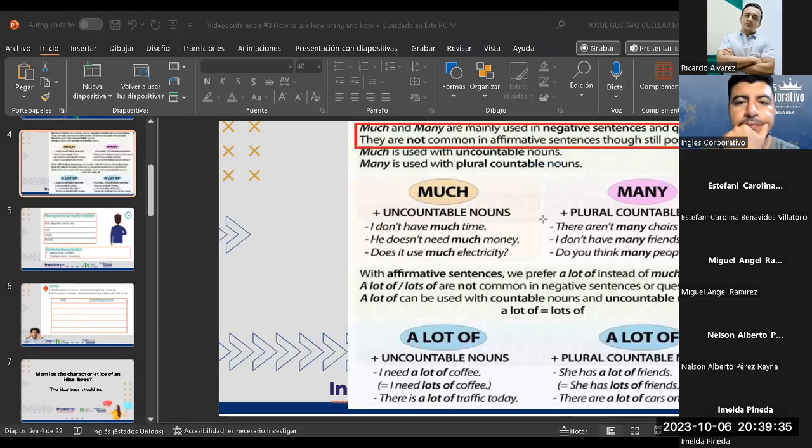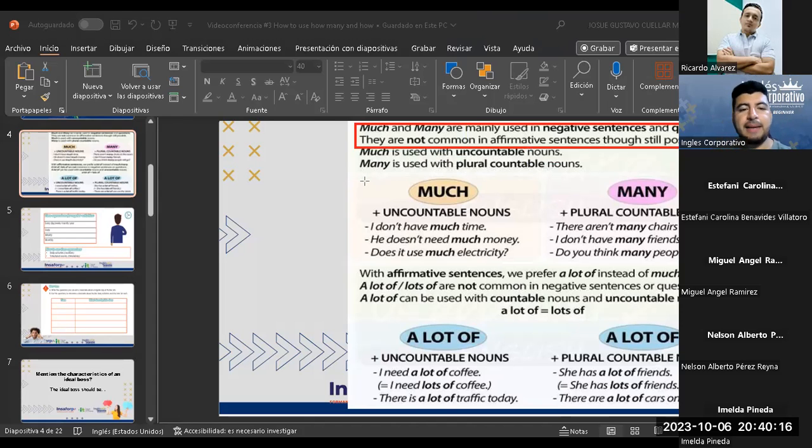Much and many are mainly used in negative sentences and a question. They are not common in affirmative sentences, though still possible. Thank you. Okay, so much and many mainly using negative sentences and questions. Normalmente se utilizan en negativas y preguntas. Normally. Pero también se pueden utilizar, ¿verdad? Solo que comúnmente. Okay. Tenemos acá, much is used with uncountable nouns and many is plural with countable nouns. Lo que ya les dije. Much es para las cosas que no se pueden contar por unidad y many sí.